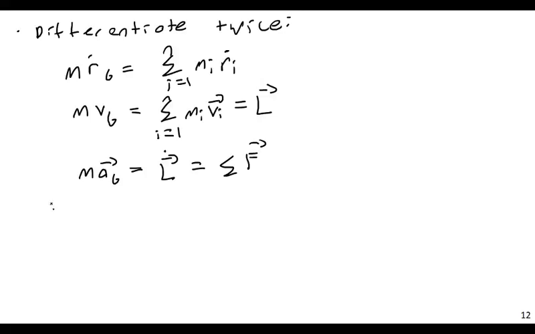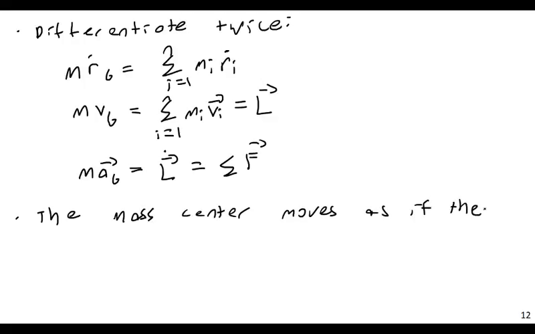So this comes directly from taking the time derivative of the equation for the centroid of a system of particles. So the mass center moves as if the entire mass and all external forces were concentrated at that point.